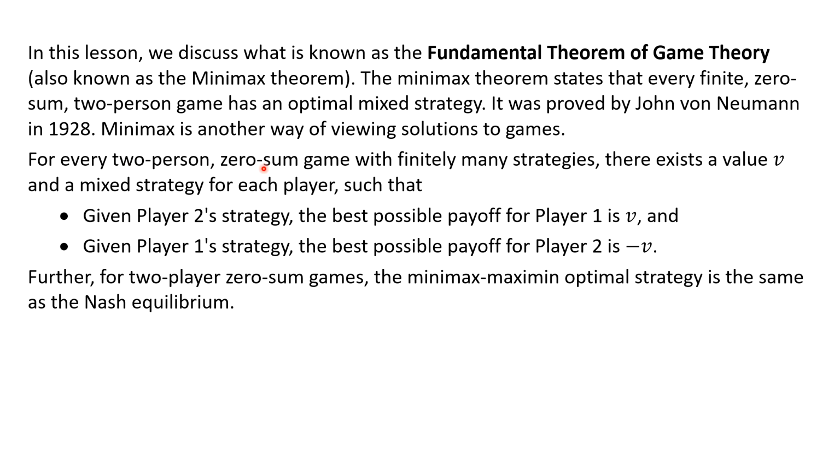For every two-person zero-sum game with finitely many strategies, there exists a value nu, the Greek letter, and a mixed strategy for each player such that, given player 2's strategy, the best possible payoff for player 1 is nu, and given player 1's strategy, the best possible payoff for player 2 is negative nu. Further, for two-player zero-sum games, the minimax maximin optimal strategy is the same as the Nash equilibrium. So we'll go through some examples to further clarify these definitions.